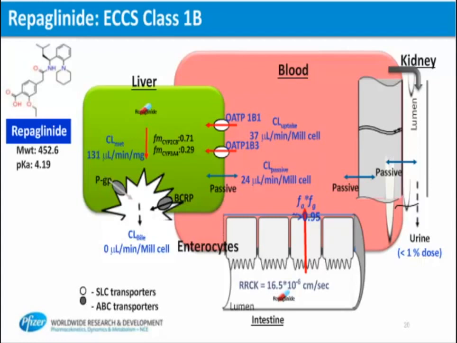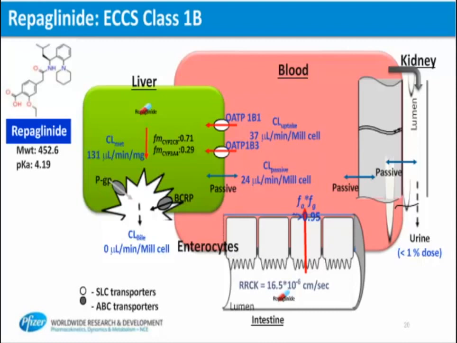When I'm approaching ECCS class 1B or 3B, which is basically the compounds that have active hepatic uptake as a rate determining step, I like to have this cartoon. It will give you an idea about where you stand and how you put these things in perspective.